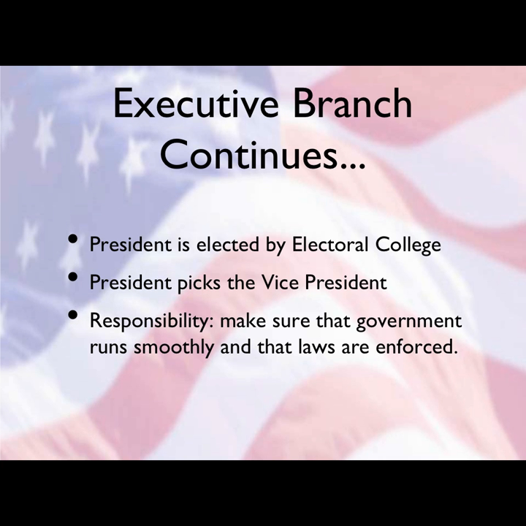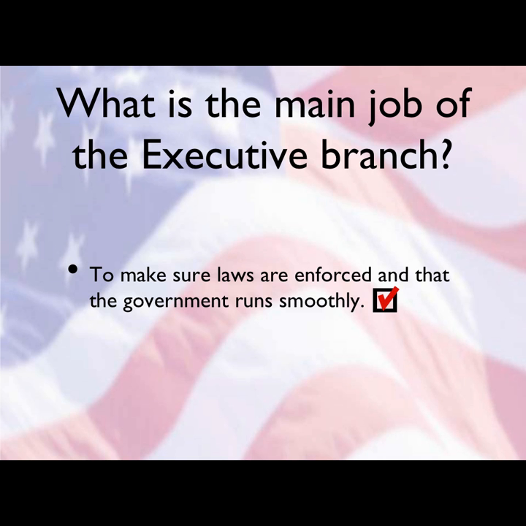Also, a few other things about the executive branch. The president is elected by the Electoral College. The president picks the vice president, so the president is going to pick someone that they work well with and know that if something happens to them, the vice president will do a great job. The responsibility of the executive branch is to make sure the government runs smoothly and laws are enforced. A little quiz time. What is the main job of the executive branch? To make sure laws are enforced and the government runs smoothly is the correct answer.